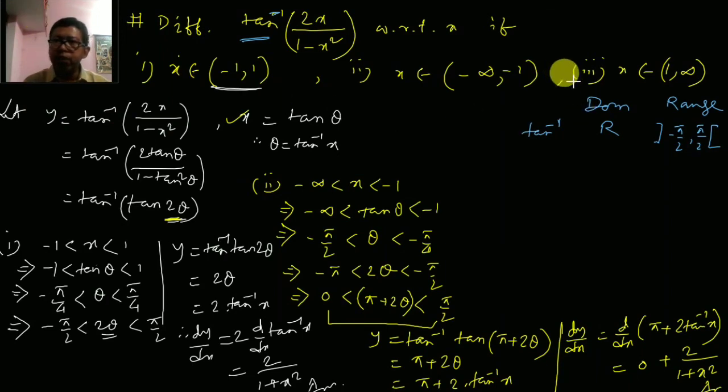Now what is the third part? The third part is x belongs to 1 to infinity. There is not sufficient space, so I have to go to the next page. First of all, remember that y is equal to tan inverse of tan 2 theta. I have to use this one.